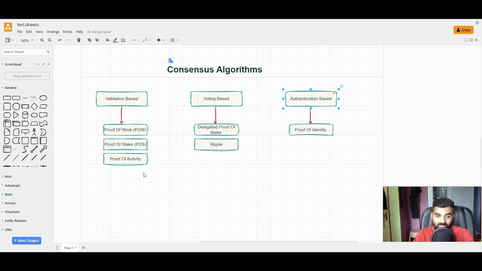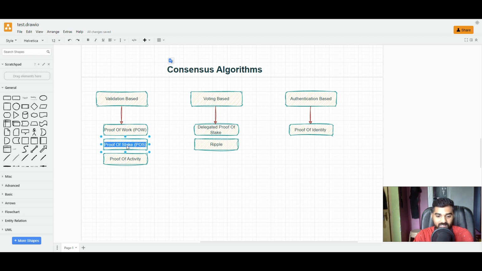So let's begin with proof of work. Proof of work involves miners, and they are basically solving complicated mathematical puzzles to produce the next block. Whosoever solves the puzzle in a given time, in the case we are taking the example of Bitcoin, that is 10 minutes, the miner who solves the puzzle gets to decide the next block and also gets the reward for solving the puzzle.